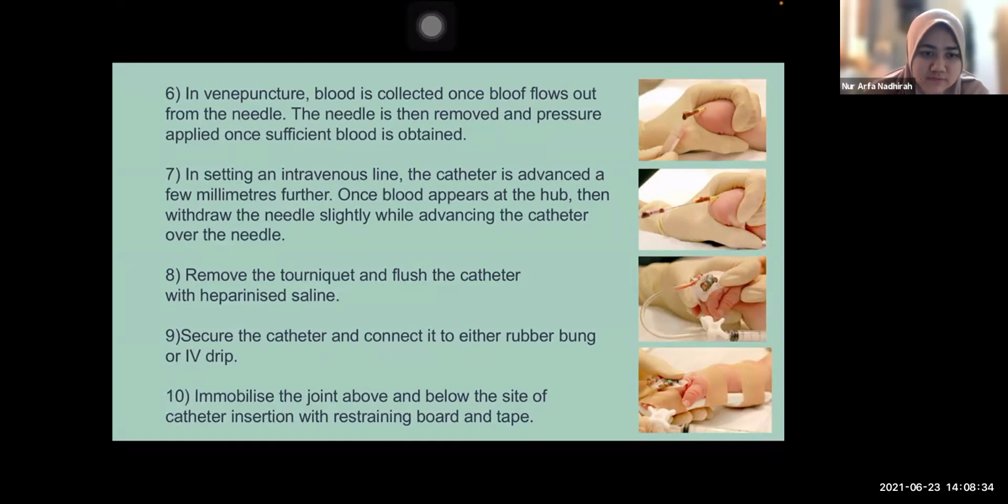And usually in children, they move a lot. So sometimes we can immobilize the joint above and below the site of catheter insertion with a restraining board and tape to avoid the dislodgement of the cannula.